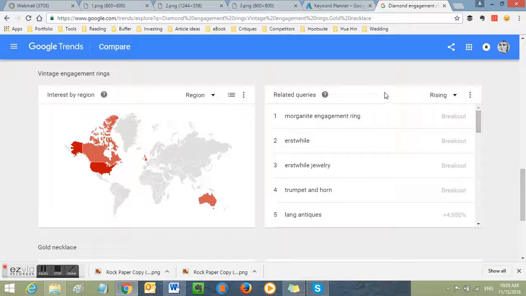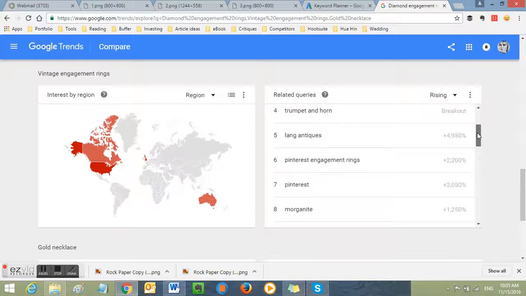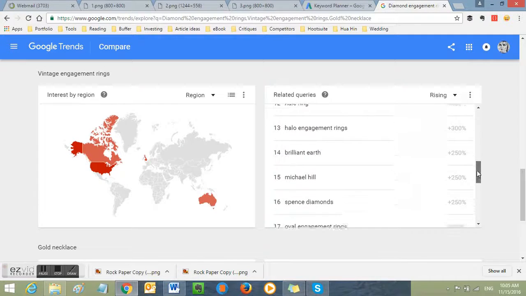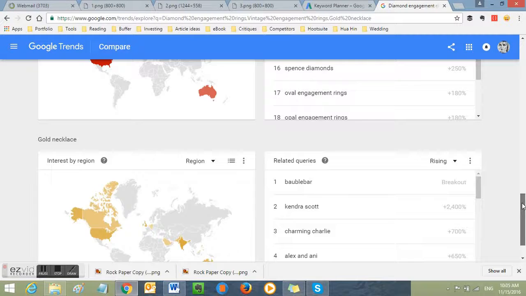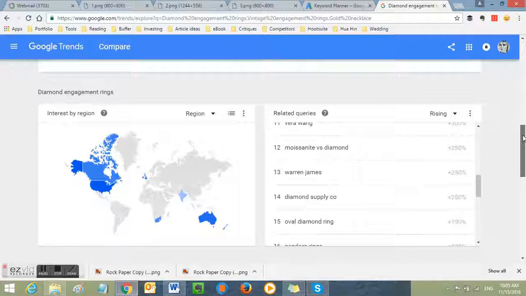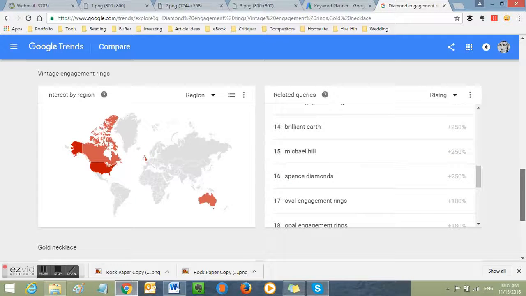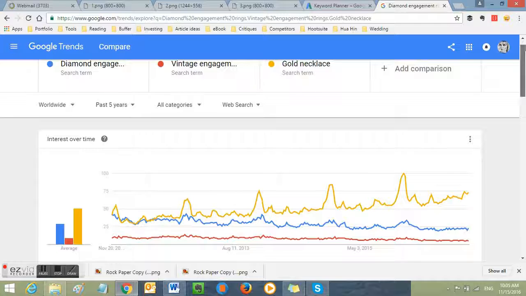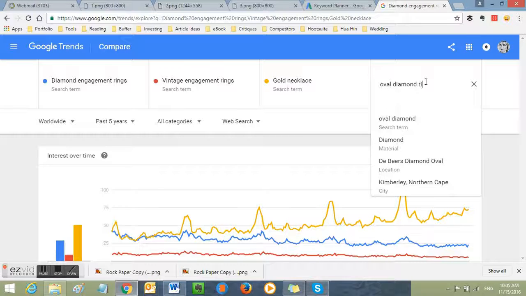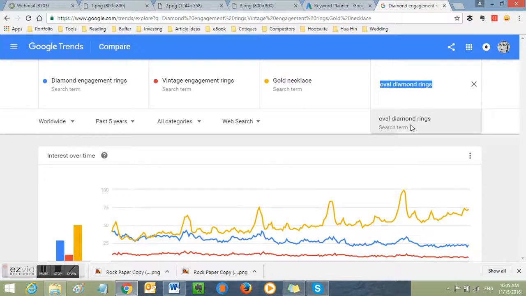I'm going to check another keyword, which is this one, oval diamond ring, which I have missed, and it might give us good results. Diamond rings, I think it was rings or ring. Okay, it will be in green, so we're going to see how it compares with the other three. It is not that impressive, so we're going to leave it for now. So we've got those few of them here.